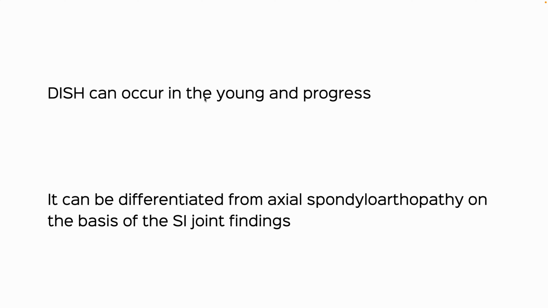So please remember, DISH can occur in the young and progress. This is a 44-year-old. Normally we see these in 60 and 70-year-olds. So it can occur, and it can be differentiated from axial spondyloarthropathy on the basis of the SI joint findings. Basically no sacroiliitis, and you may get bridging superior and anterior osteophytes.